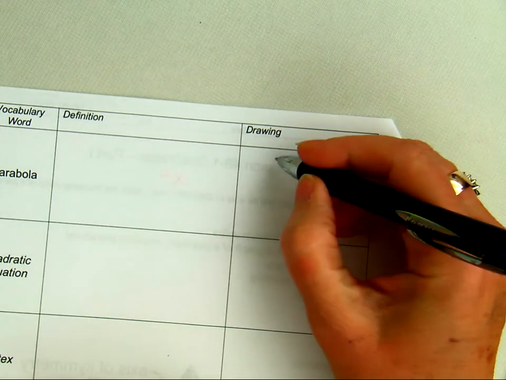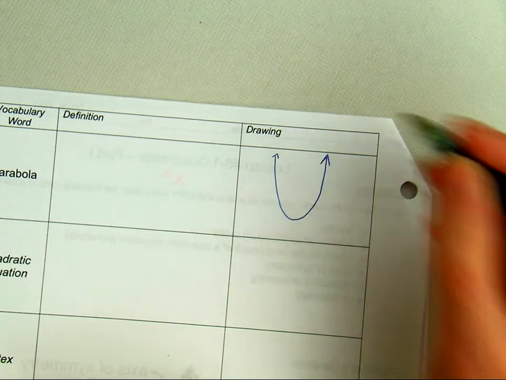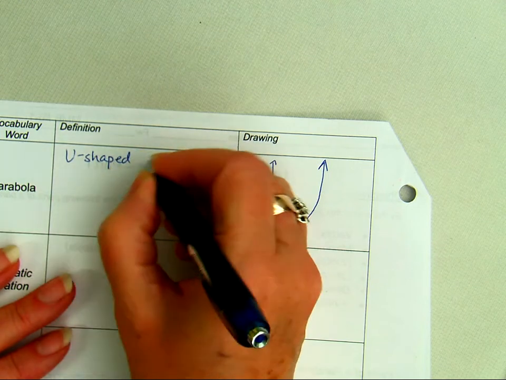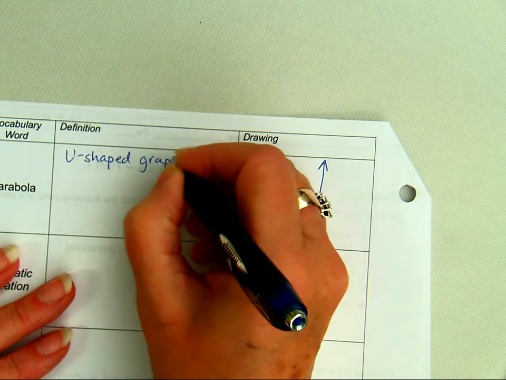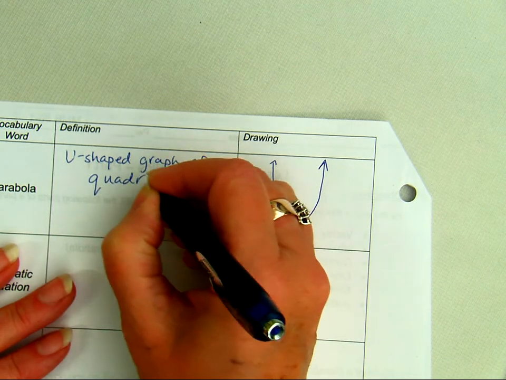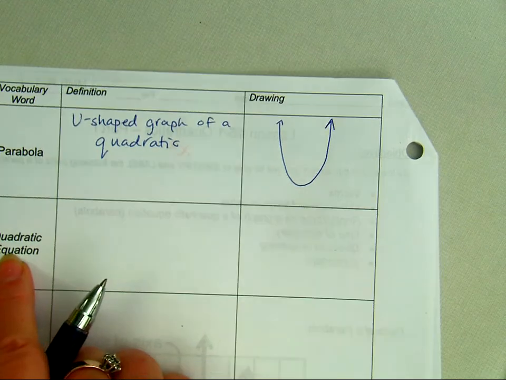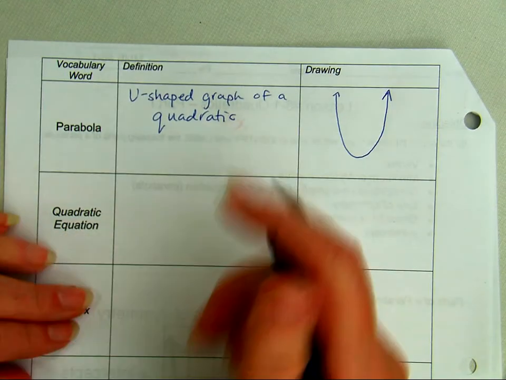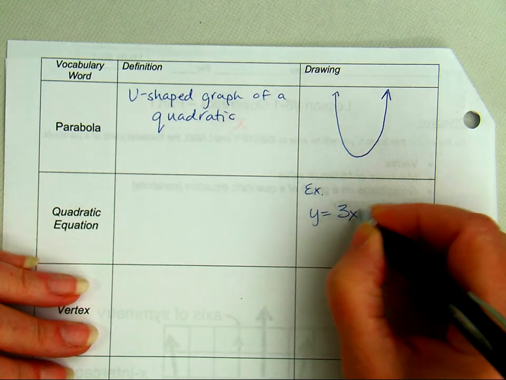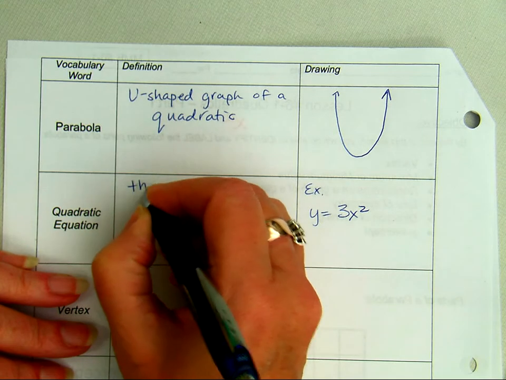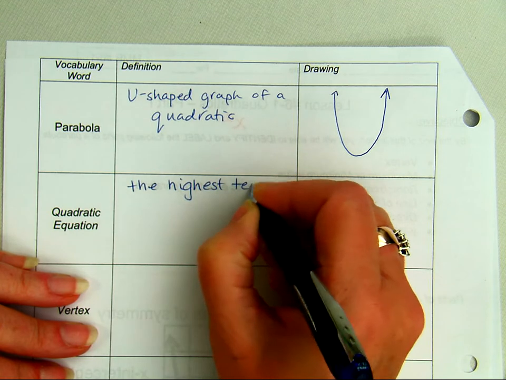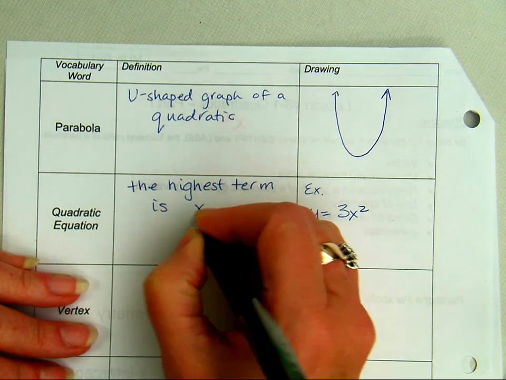So when we say parabola, we're talking about this shape. It's the U-shaped graph of a quadratic. So what do we mean by quadratic? Quadratic, again, is when you get the x squared. So we're going to say it has the highest term is x squared.